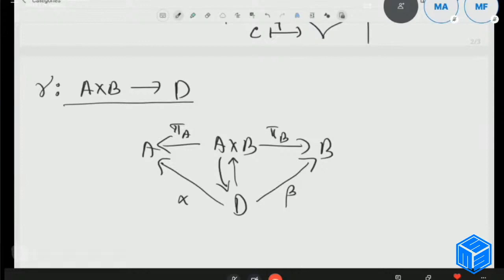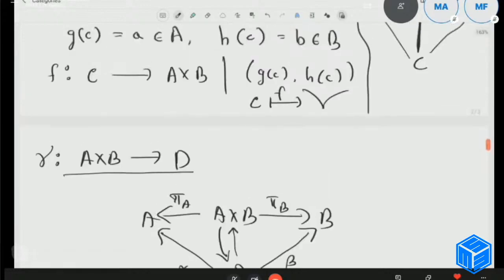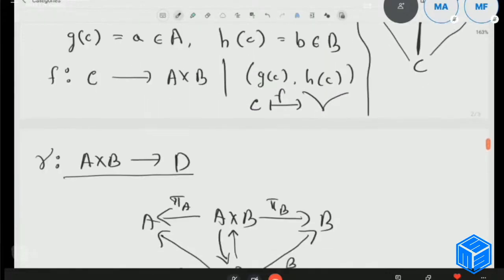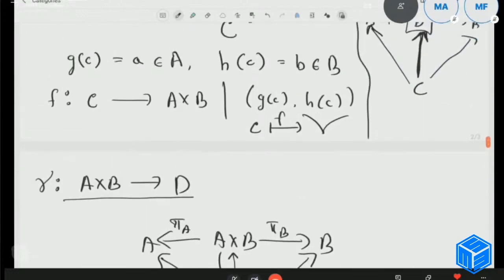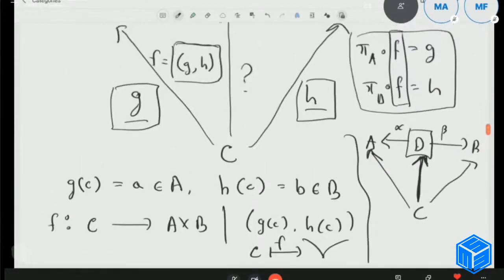Again, I'm blanking here. Does alpha and beta have to be invertible? They're not invertible, are they? Not necessarily, no.